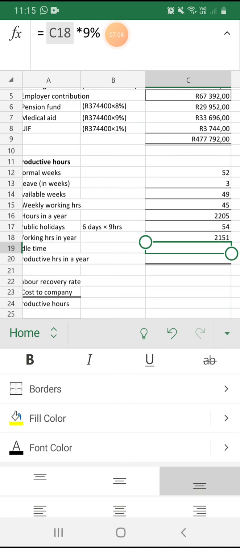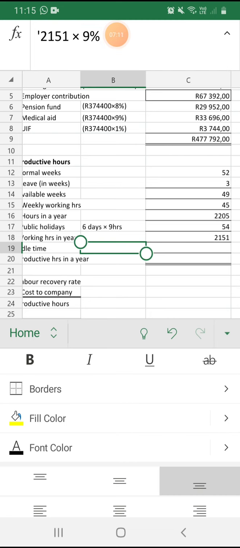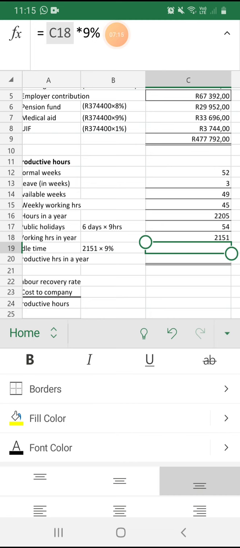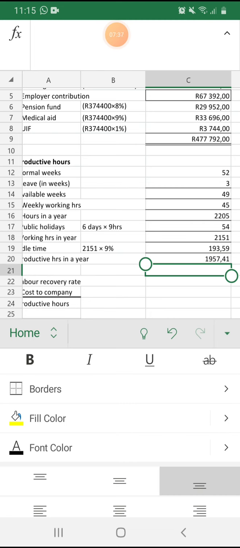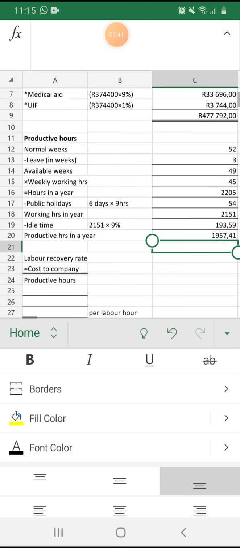And then we were told that idle time is 9%. Therefore, it is 9% of the working hours in a year. And you'll get that our idle time is 193.59 hours. To finally get our productive hours in a year, you will take your working hours in a year and subtract the idle time hours, which will give you a total of 1,957.41 hours, productive hours in a year.